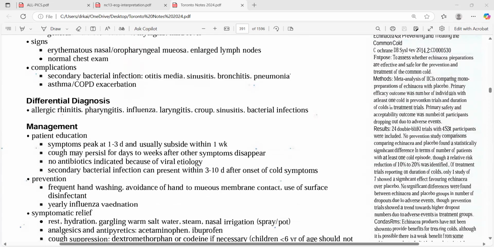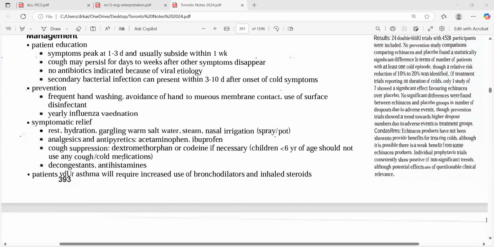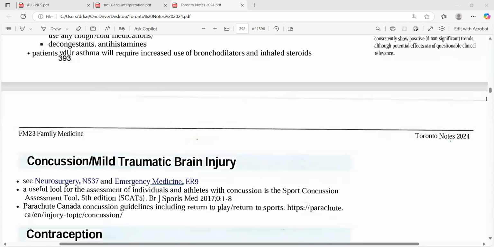All you have to do is hand washing, so please keep it in your head. We do talk about masks and everything, but we forgot to talk about hand washing. Then avoidance of hand-to-mucus contact, use of surface disinfectant, and you can give them the influenza vaccination. Then rest, hydration, gargling, steam inhalation and all. Then antipyretics, cough suppressants and decongestants. So there's no antibiotic that can be given for this one.